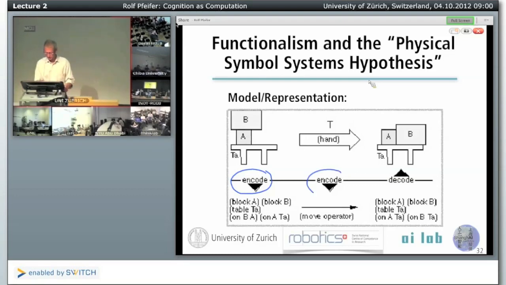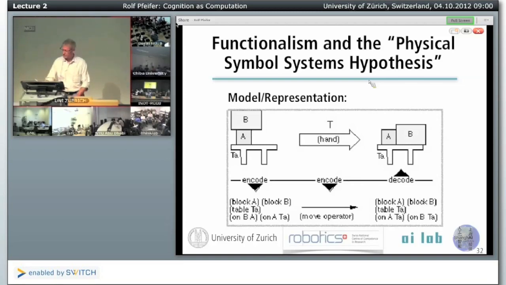Also, here we have another encode. This is the whole problem of perception of the real world, which is a huge problem, largely unsolved. And then we have the decode operation that translates the representation back into the real world. So we pack a lot of stuff into these little words, encode and decode.